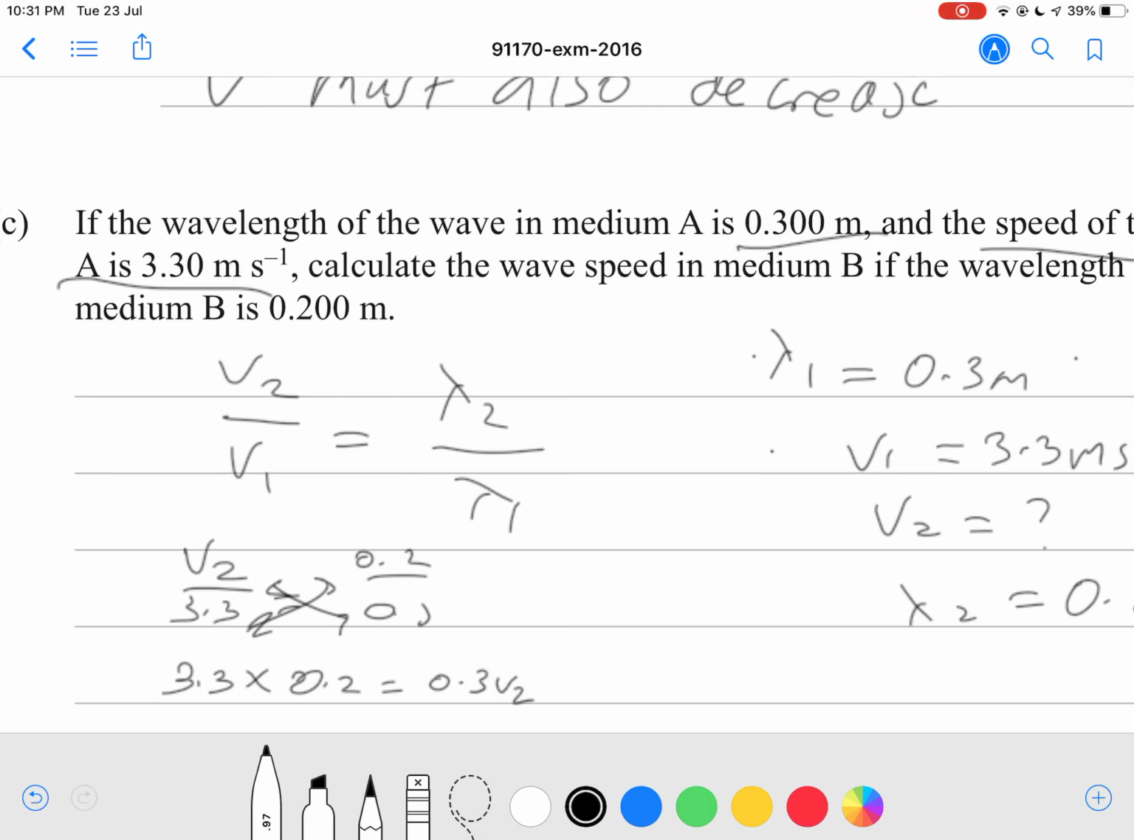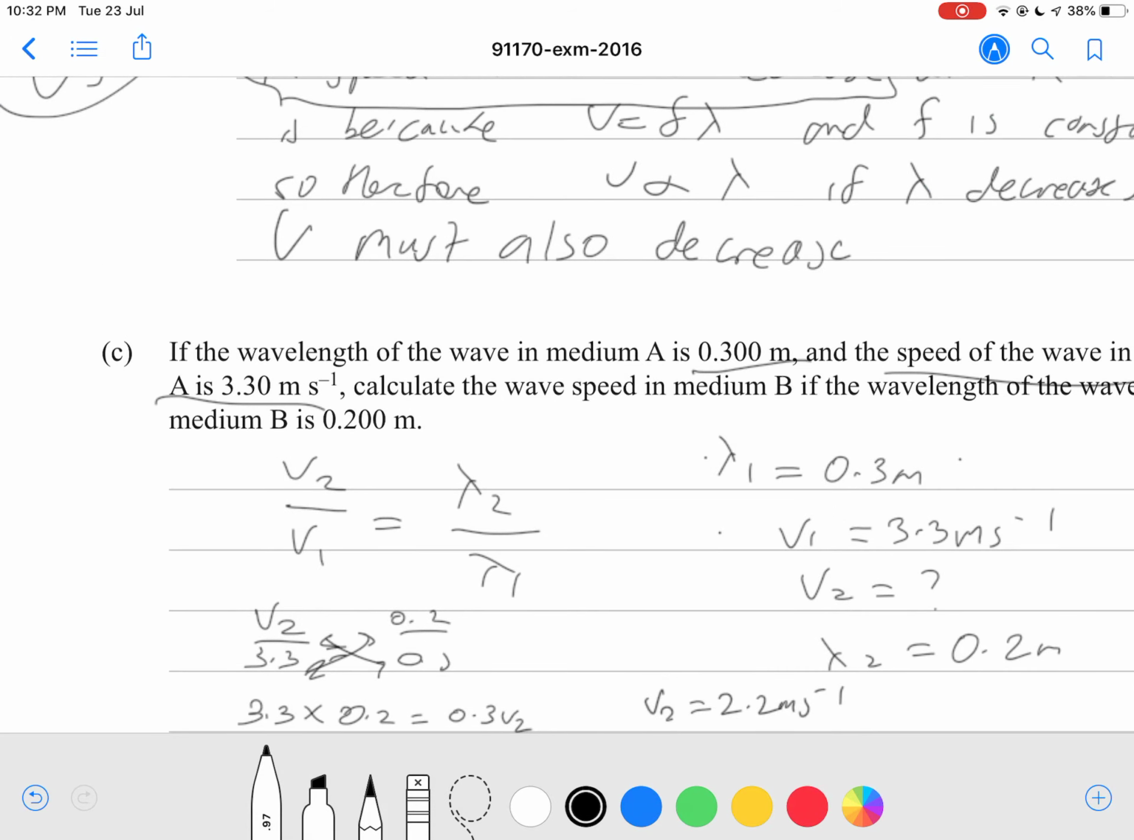Just need to plug this one into our calculator. So 3.3 times 0.2 divided by 0.3. That should give you that V2 is equal to 2.2 meters per second.